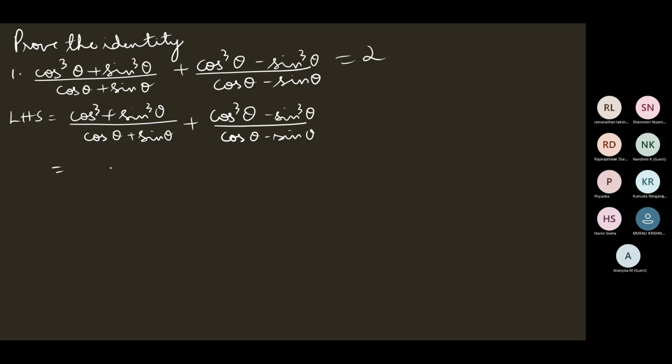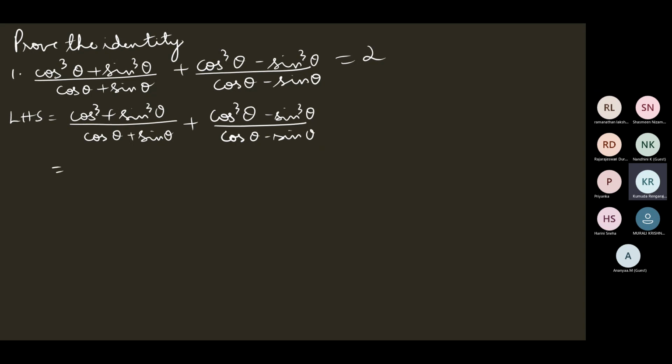Ma'am, identity. What's identity? You tell me the algebraic identity. Ma'am, A plus B into A square plus AB plus B square. No, A plus B into A square minus AB plus B square is equal to what? A cube plus B cube, ma'am. So A cube plus B cube is equal to A plus B.